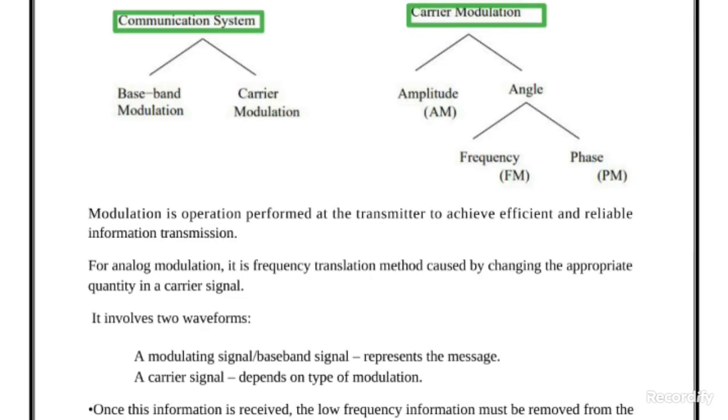Based on the communication system, the modulation process is divided into two types. The first one is baseband modulation and the second one is carrier modulation. The carrier modulation is again divided into two types. The first one is amplitude modulation and the next one is angle modulation. The angle modulation is again subdivided into two types, that is frequency modulation and phase modulation. Modulation is an operation performed at the transmitter to achieve efficient and reliable information transmission.